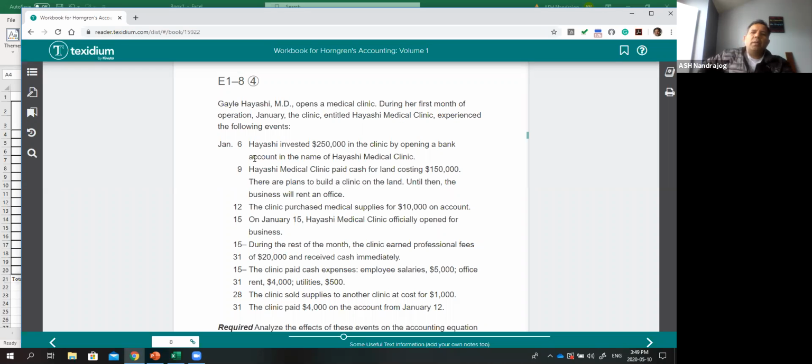January 6th, Hayashi invested 250,000 in the clinic by opening a bank account in the name of Hayashi Medical Clinic. So the owner Hayashi has invested 250,000 in the clinic. That means that the business, which is the clinic, has received 250,000 in cash from the owner. So we know our cash has gone up. We have to now understand what will be the corresponding entry on the right side of the weighing scale. And that will be the capital account, because the capital identifies the amount of money at stake from the owner.